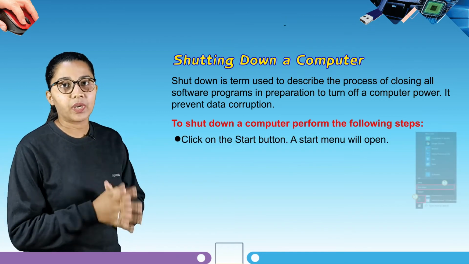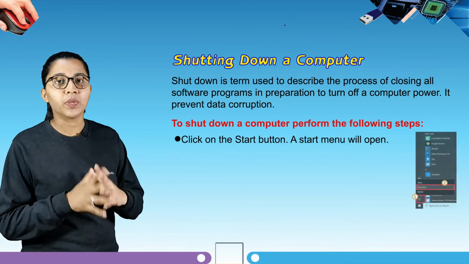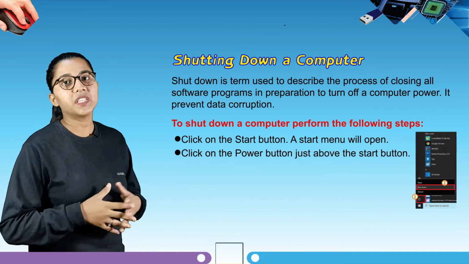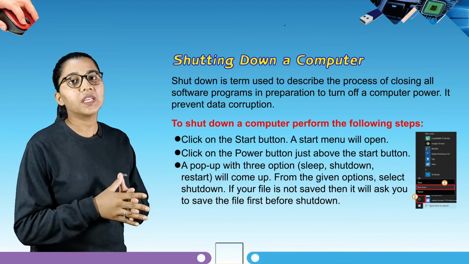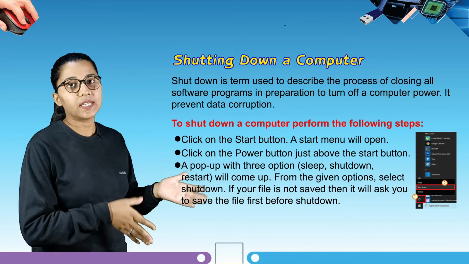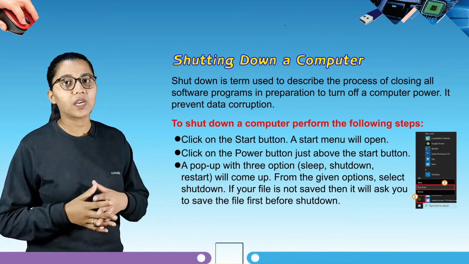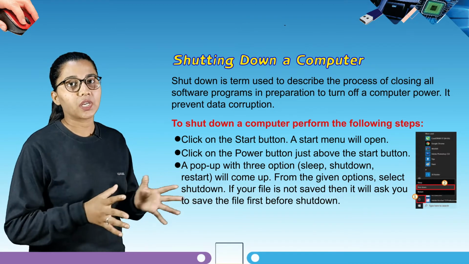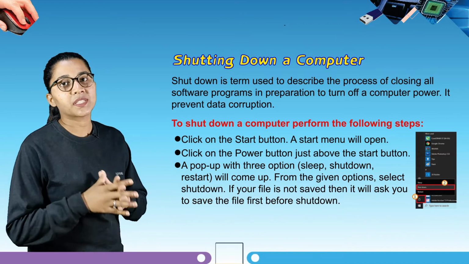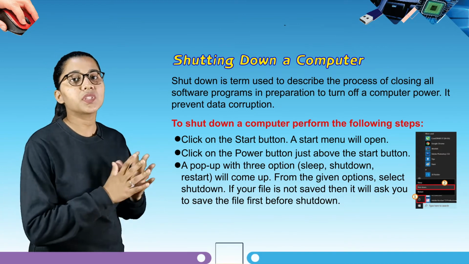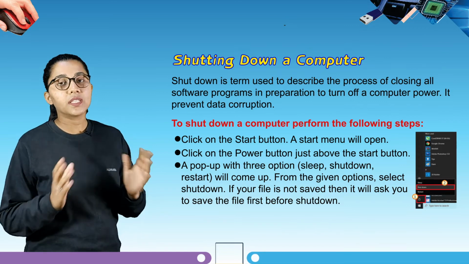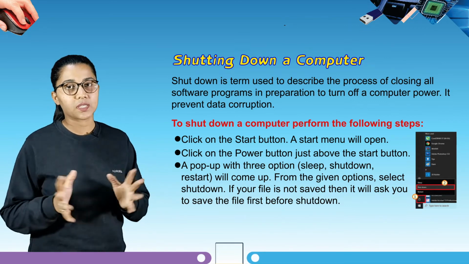Click on the Start button. A Start menu will open. Now, click on the Power button just above the Start button. A pop-up with 3 options, that is Sleep, Shut Down and Restart, will come up. From the given options, select Shut Down. If your file is not saved, then it will ask you to save the file first before shutdown. So students, this is how you will shut down your system.